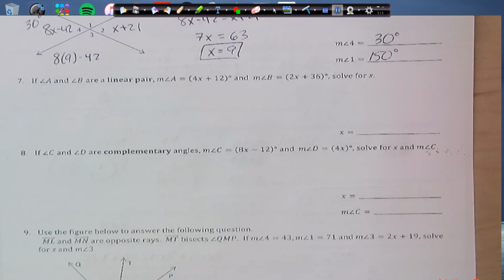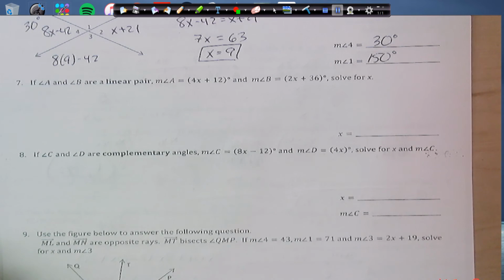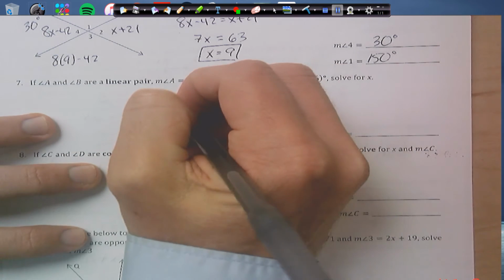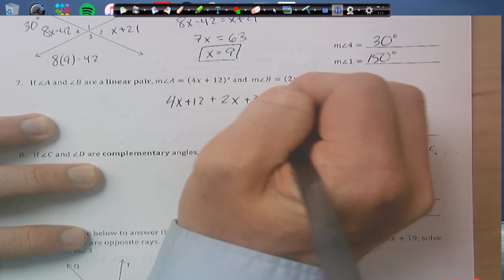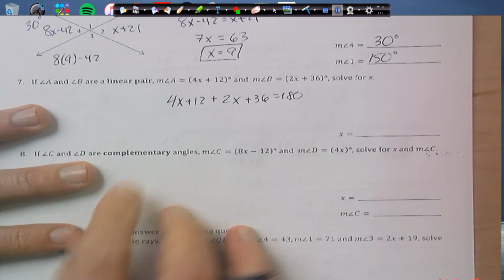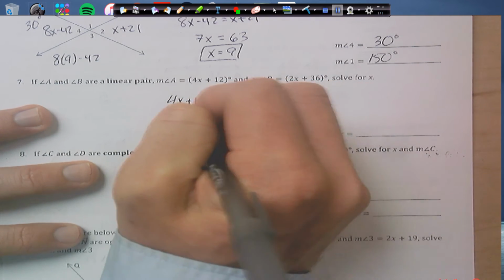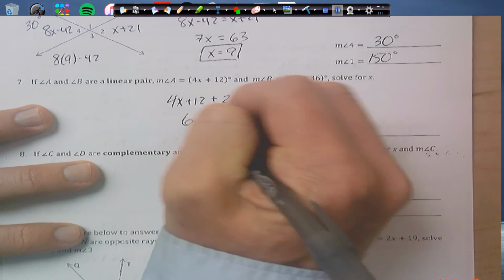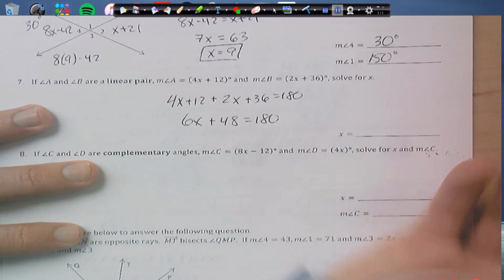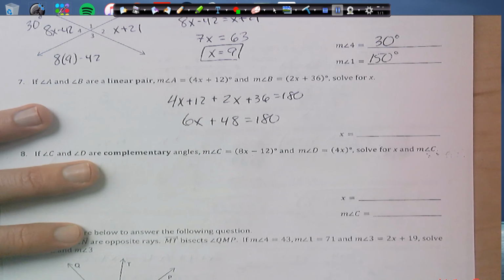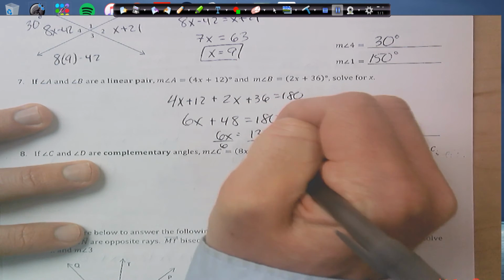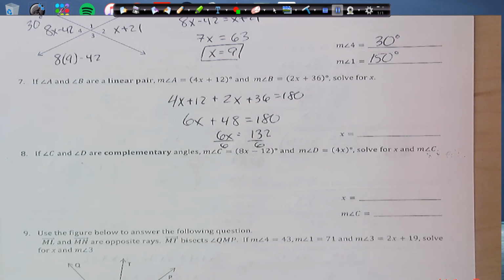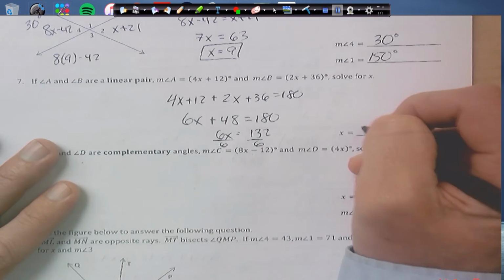Number 7, it says A and B are a linear pair, so A and B are going to add up and be equal to 180. And we just have to solve for x. So combine like terms, 4x and 2x is 6x. 12 and 36, it's going to give me 48. 6x plus 48 equals 180. Subtract 48 from 180, and we get 132. And I have my calculator over here. I'm just using it to double check my numbers. Divide by 6, and I should get x equals 22.